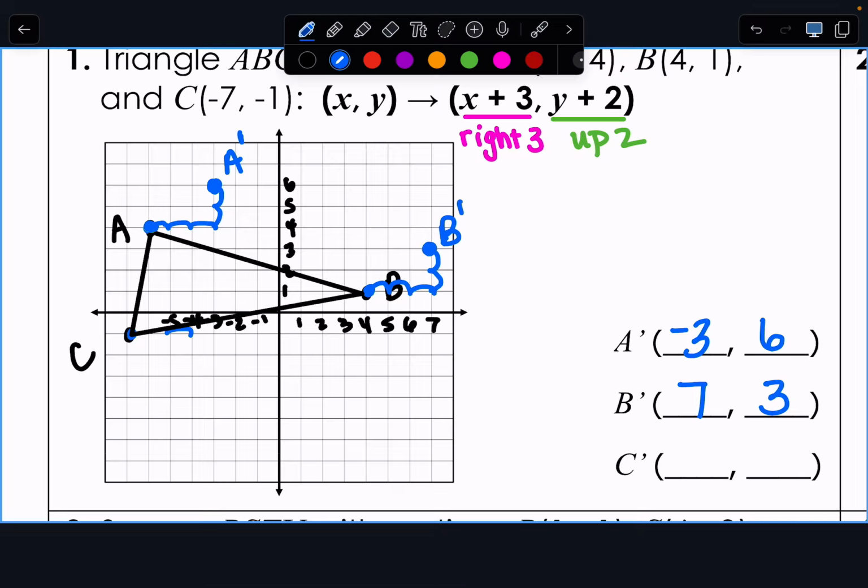Now let's talk about C. Here's coordinate C. I'm going to move right 3 and up 2 for my new C coordinate.